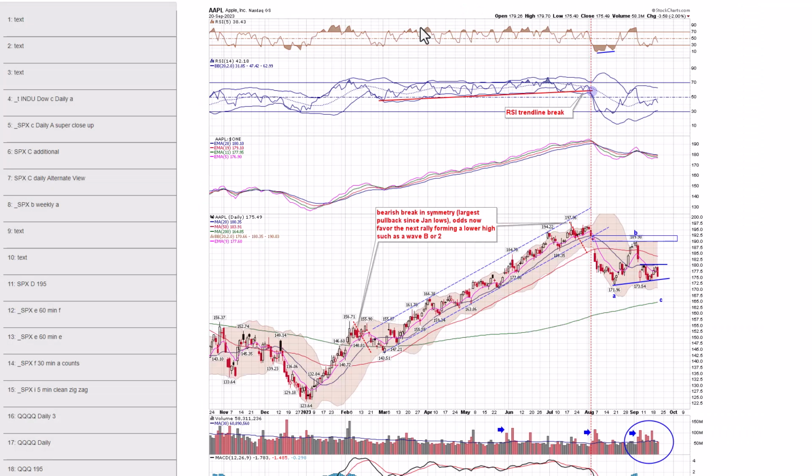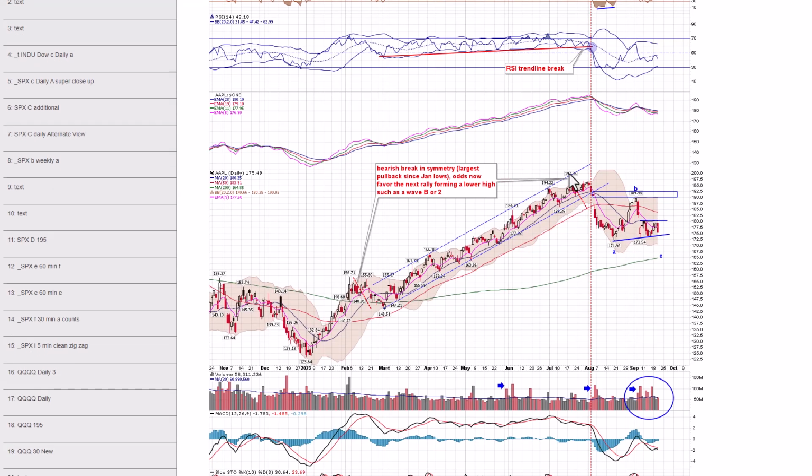Next, let's take a look at some large big cap tech stocks since we just looked at the triple Qs. Here's Apple, Crapple. And my analysis on Apple has played out perfectly. Back in August, I pointed out this bearish break in symmetry. Remember, Apple bottomed in early January. So this was the largest pullback in that uptrend. So we had a bearish break in symmetry in early August.